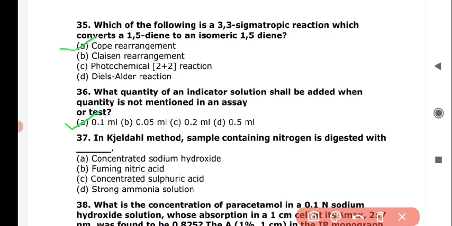Next question is, in Kjeldahl method, sample containing nitrogen is digested with, and the correct answer is option C, concentrated sulfuric acid.